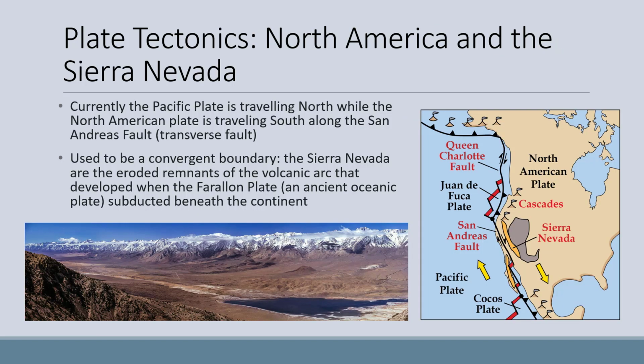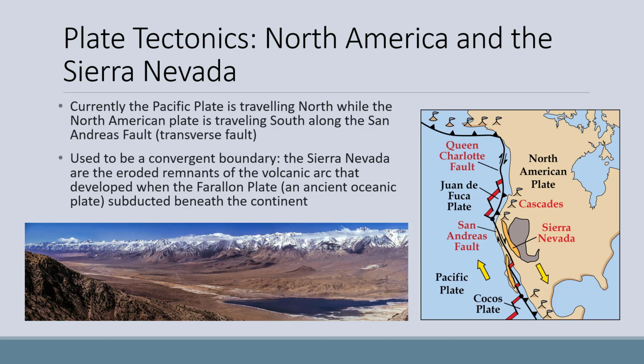Now let's talk about a specific example, North America and the Sierra Nevada, which is the mountain range running along a majority of the state, shown in orange there. Currently, the Pacific Plate is traveling north, while the North American Plate is traveling south along the San Andreas Fault.